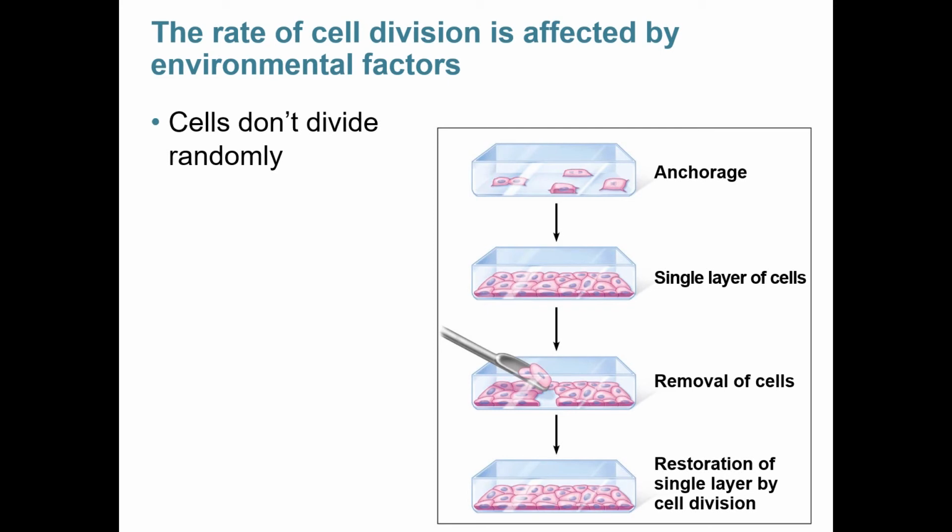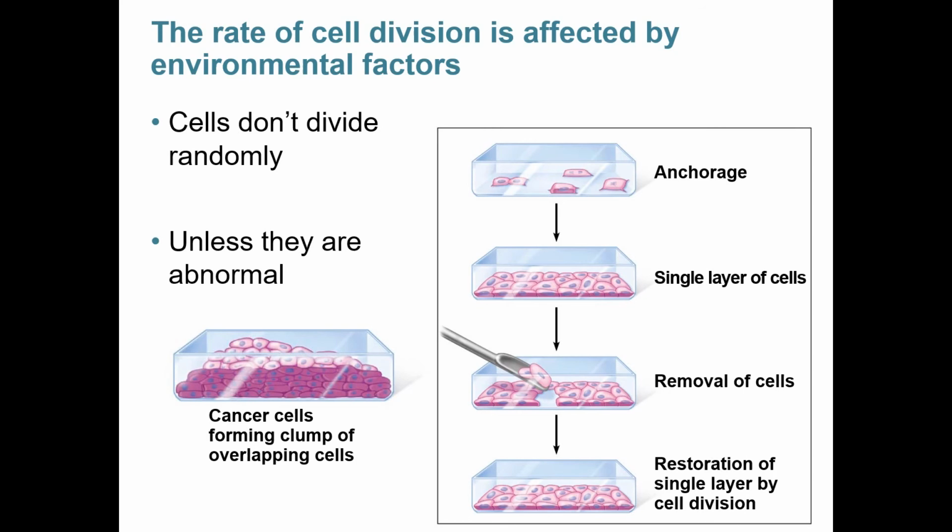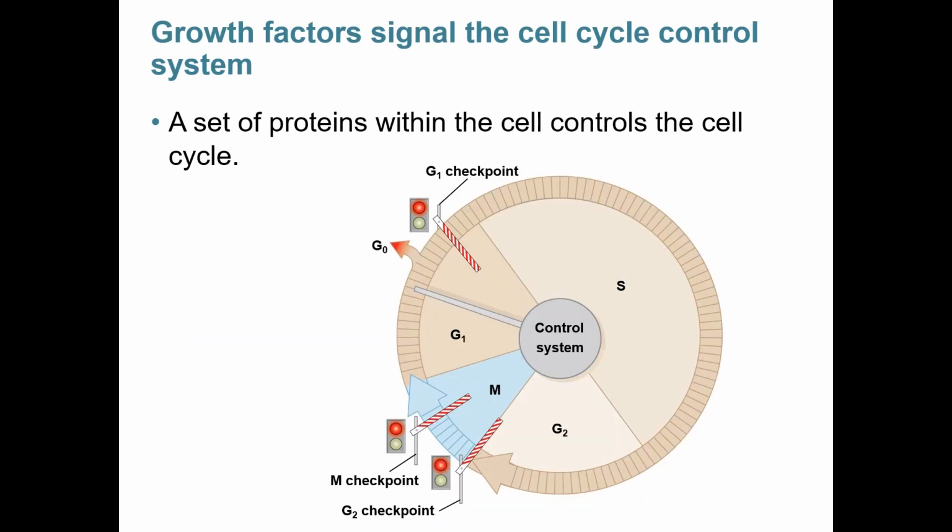The only time that cells will randomly divide and ignore these kinds of signals is when there's something wrong with them. This is normally the case in cancer cells. Cancer cells are either unable to detect the stop message or they have an overactive divide message. Either way, they are behaving abnormally. Generally, there are three major places where cells will check to see whether or not cell division should occur. These are the G1 checkpoint, the G2 checkpoint, and the M checkpoint.